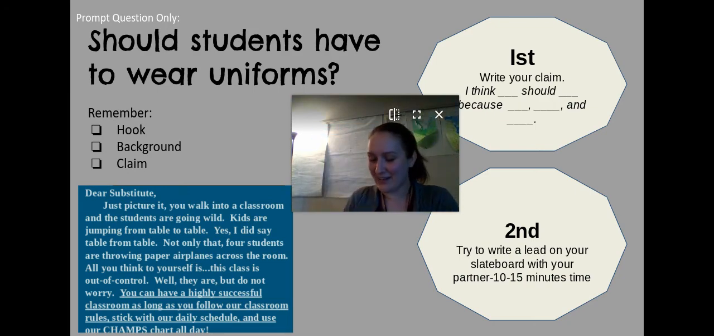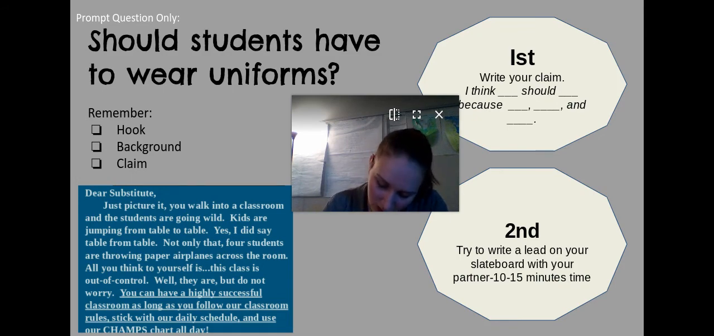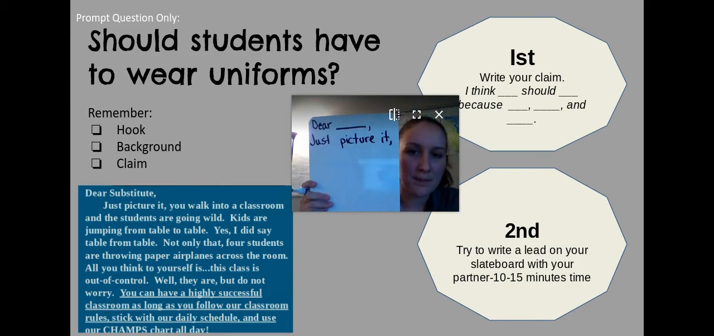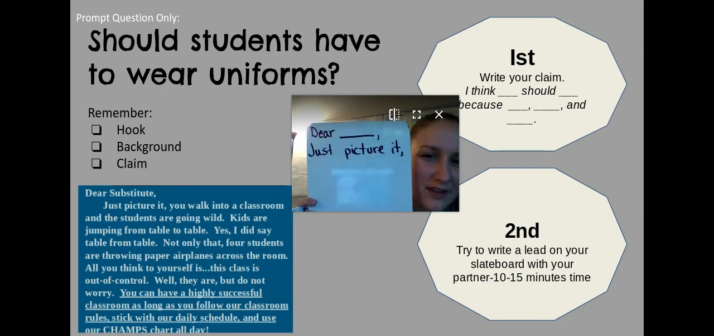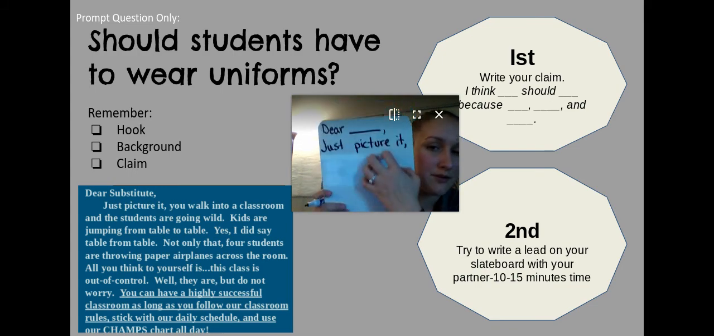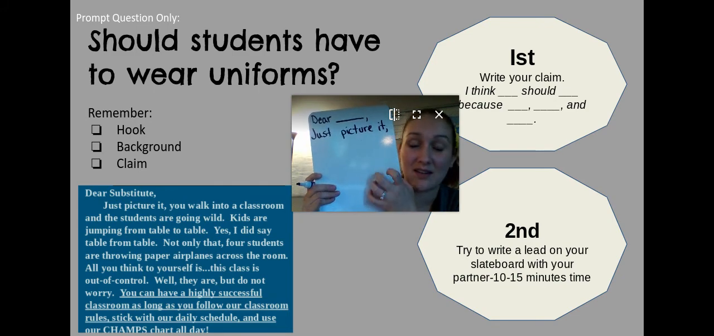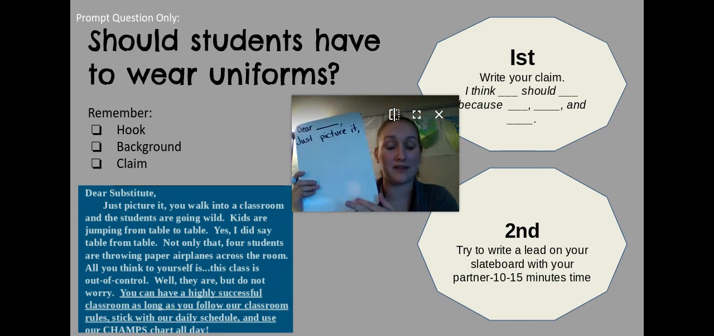Okay, so dear. What's the sentence starter we could use for a story? Everybody find it. What are those 3 words? Just picture it. Let's write that down. Dear whoever, just picture it, comma. I wrote mine kind of big so that you could see it on the screen. I would write smaller because remember, your goal is to fill up a paragraph. So don't write too big on your whiteboard. You're going to have 6, 8, maybe 10 sentences on this. So use your space wisely.